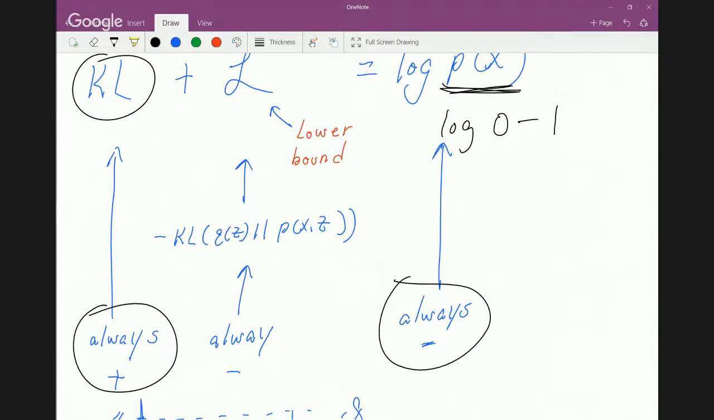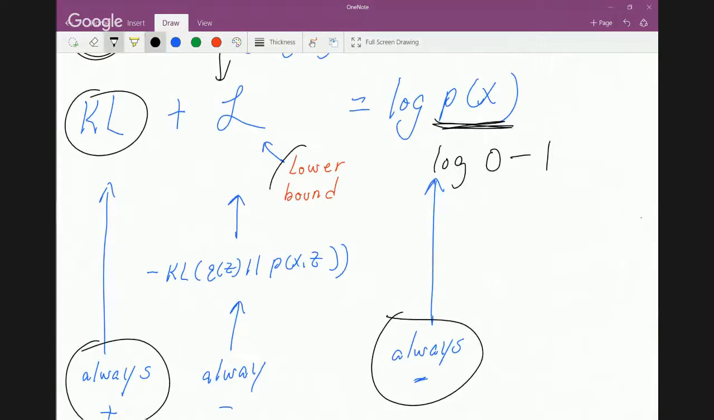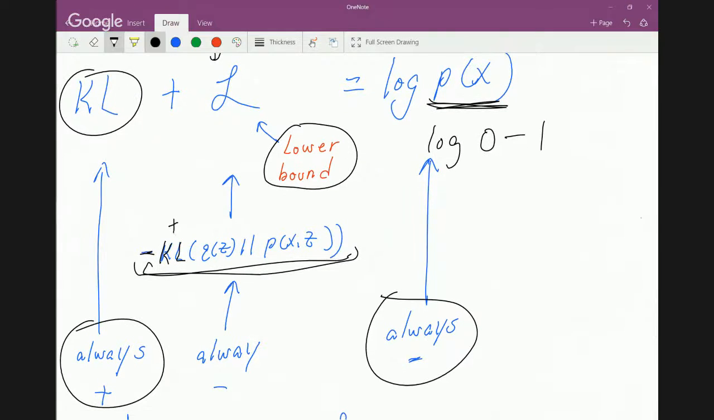Okay. And this right here is called a lower bound. You can see it as the same equation as the negative KL divergence of these. Not really, but it's kind of like that. So since KL divergence is always positive, a negative over always positive is always negative. So you have two that are always negative and one that's always positive. That still doesn't tell us very much.